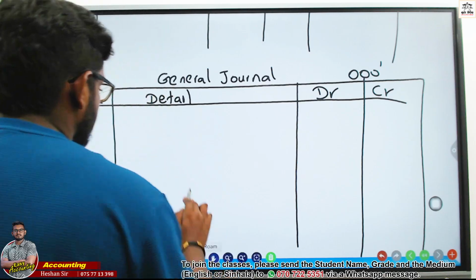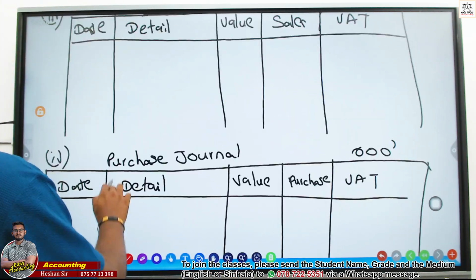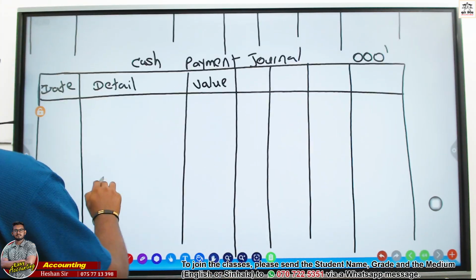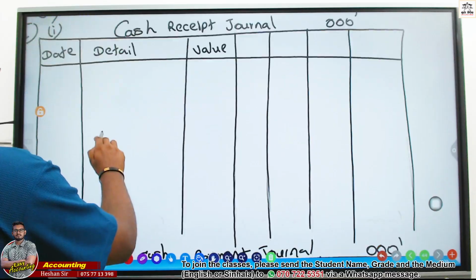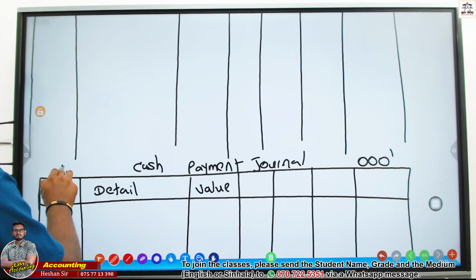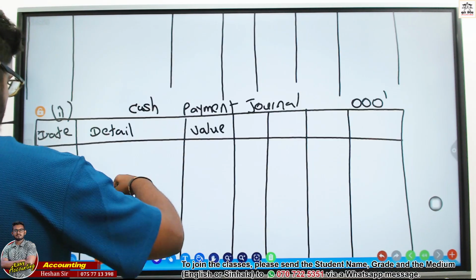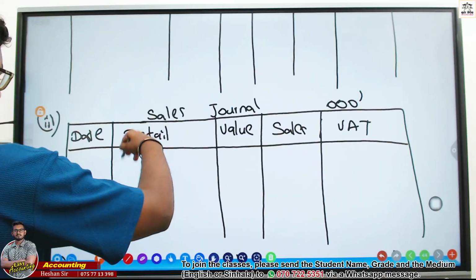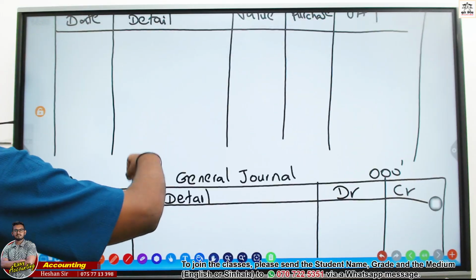These are the things for the first one. Roman number 1, Roman number 2, Roman number 3, Roman number 4, Roman number 5.